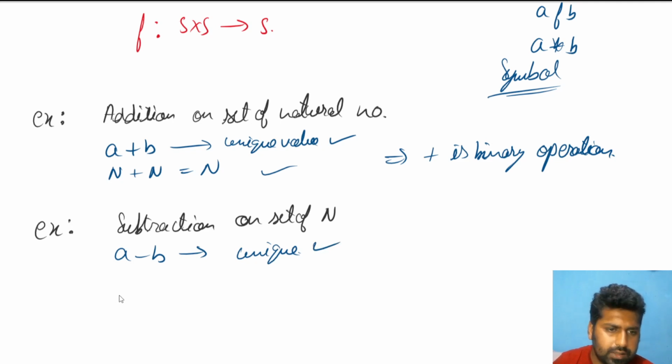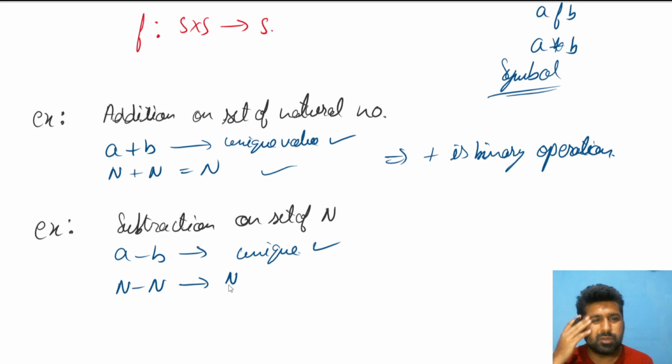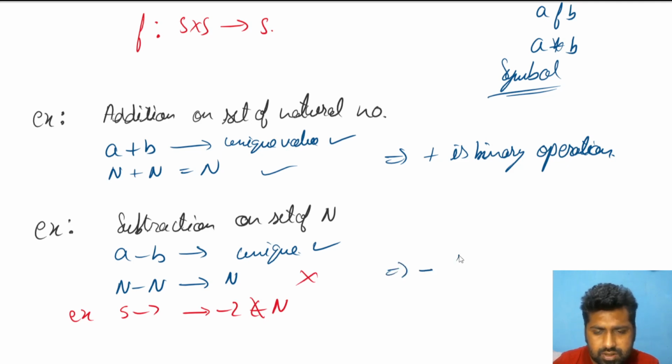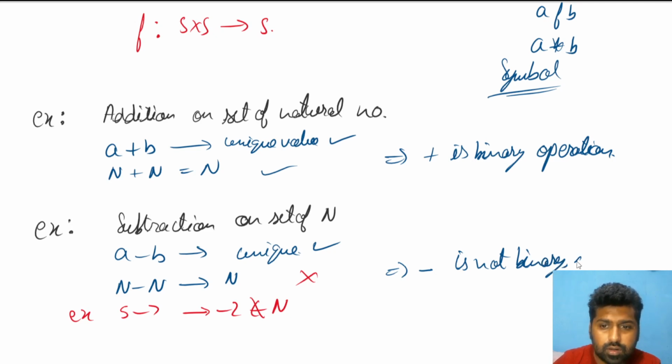But is it true N minus N is also N? Means if you subtract two natural numbers, will you always get a natural number? No, because if you take like 5 minus 7, it's minus 2, definitely doesn't belong to N. So since this condition is not followed, we can say subtraction is not binary on natural number set. Okay, it can be binary if it was integers.